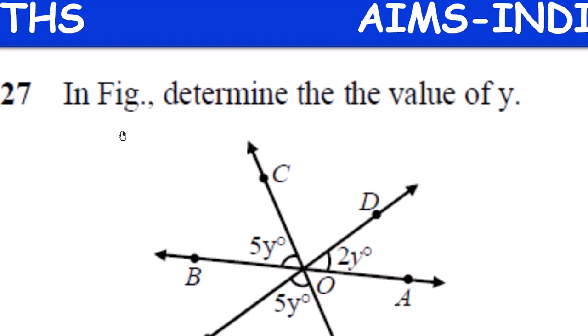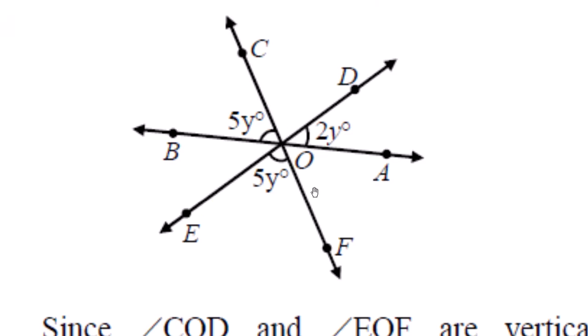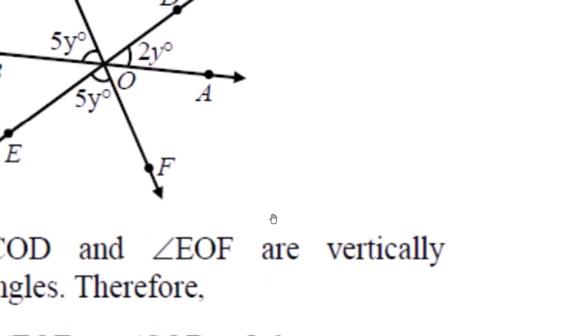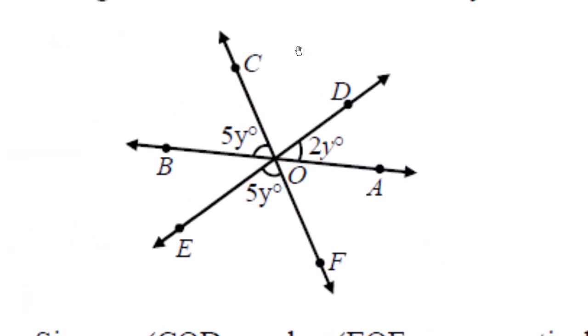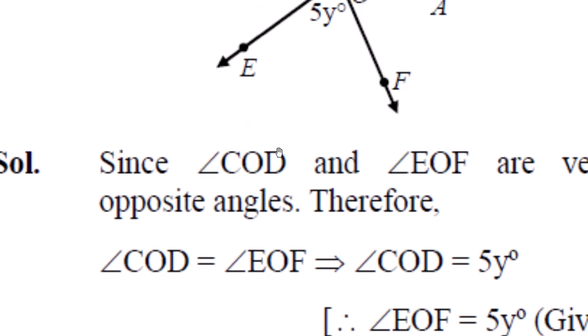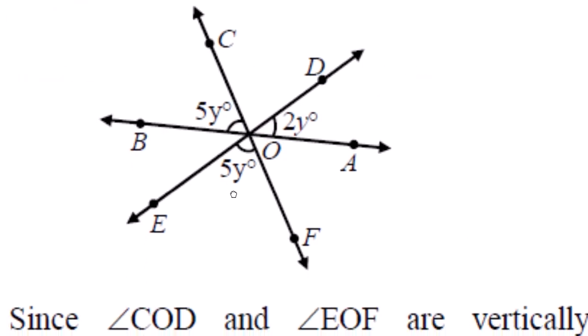Next question. In the figure, determine the value of Y. They have given this figure. This AB line, CF line, DE line are intersecting at point O. Here 2y degrees, here 5y degrees, here 5y degrees. Some angles they have given here. Now determine the value of y. The y value we have to find.